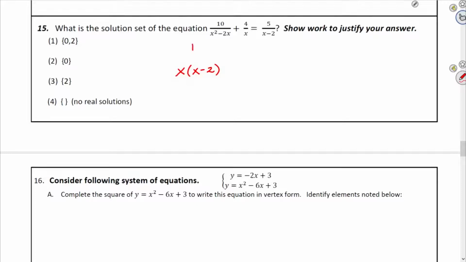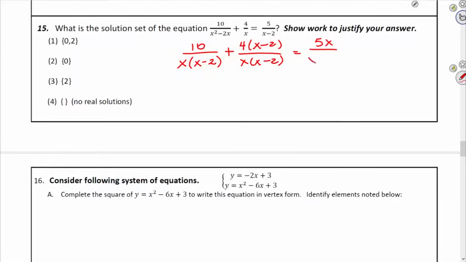I have 10 over that common denominator plus this second term. What I need that the other one has, this one doesn't, is x minus 2. So multiply top and bottom by x minus 2 so that those two have the same denominator. Okay, this last term is missing an x, so I need to multiply top and bottom by x so that I get a common denominator.